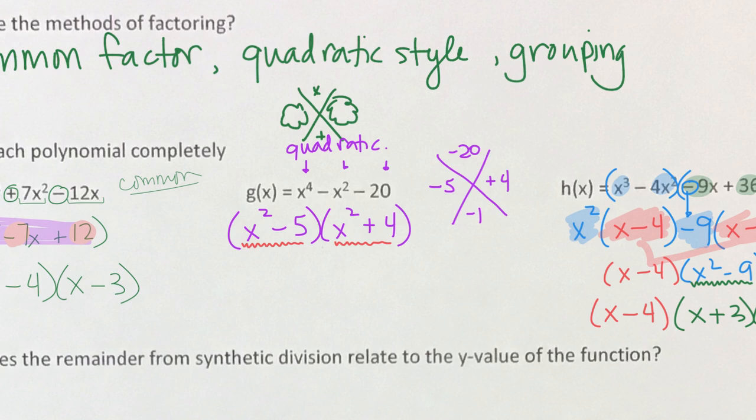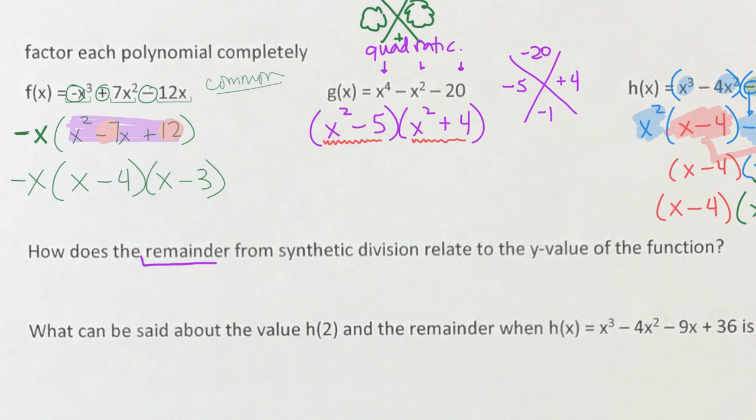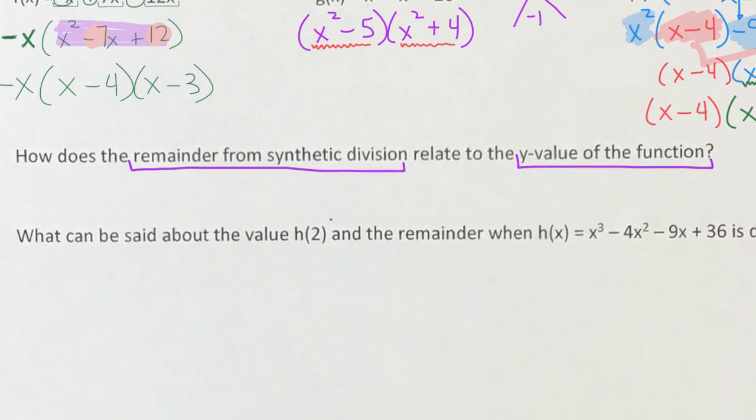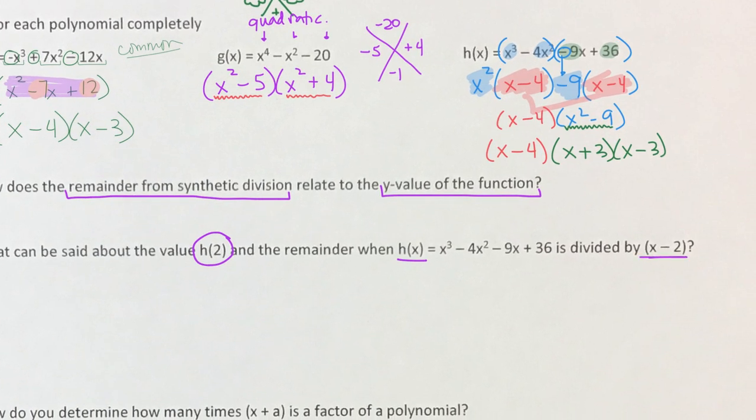Okay, the next part says, how does the remainder from synthetic division relate to the y value of the function? Okay, so let's look at the problem below and see if we can figure that out. What can be said about the value h of 2 here, and the remainder when it's divided by x minus 2? So we're going to figure out how these things relate.